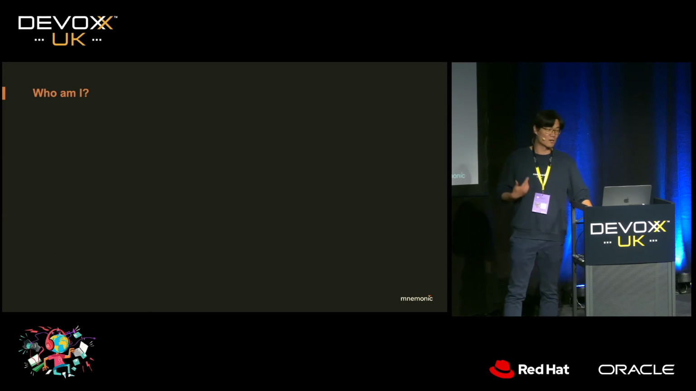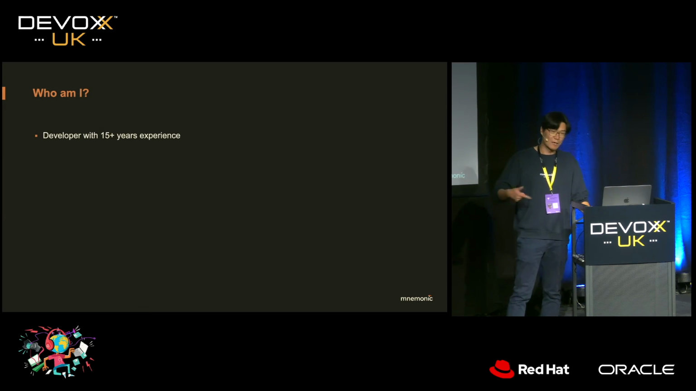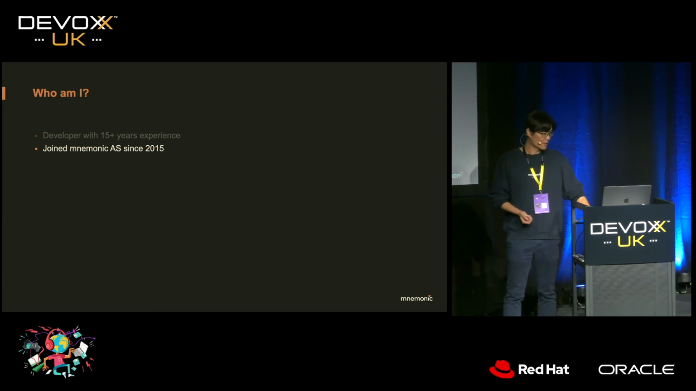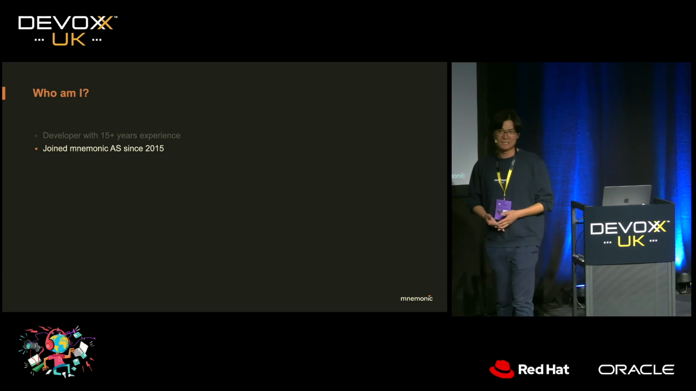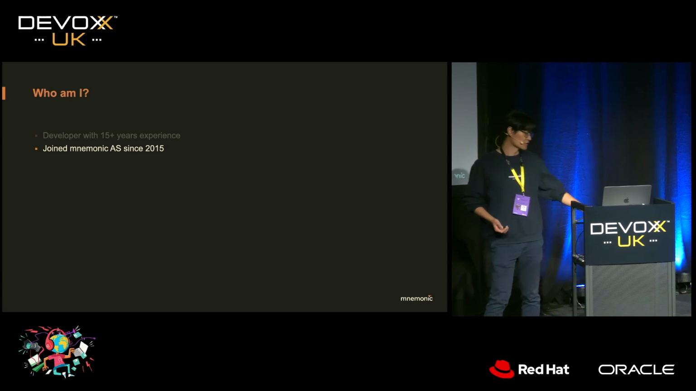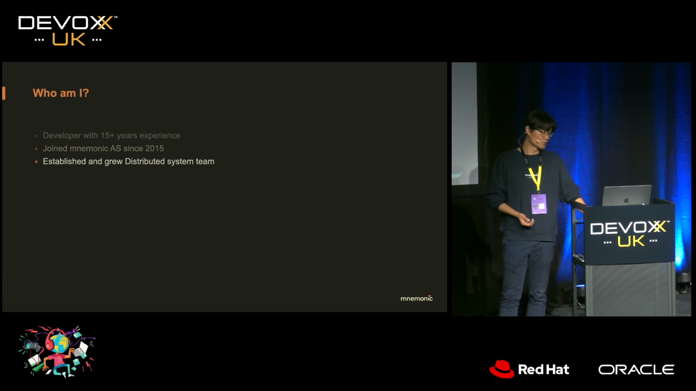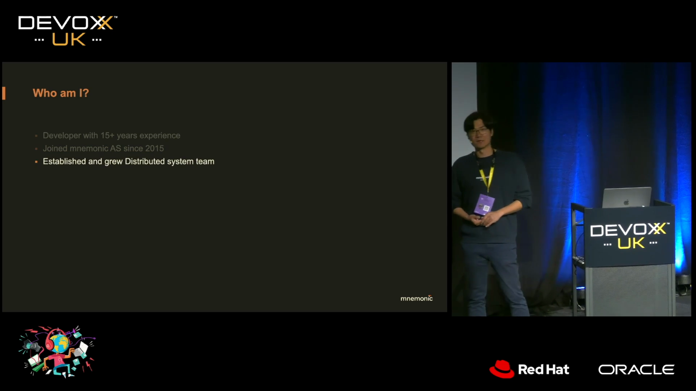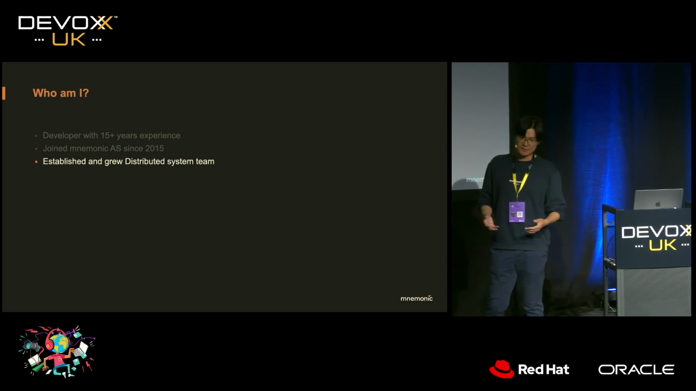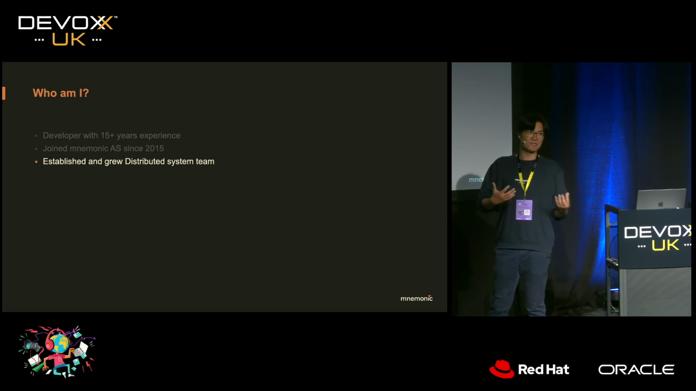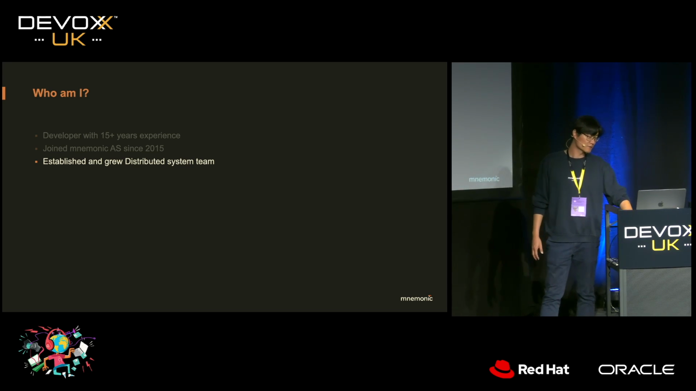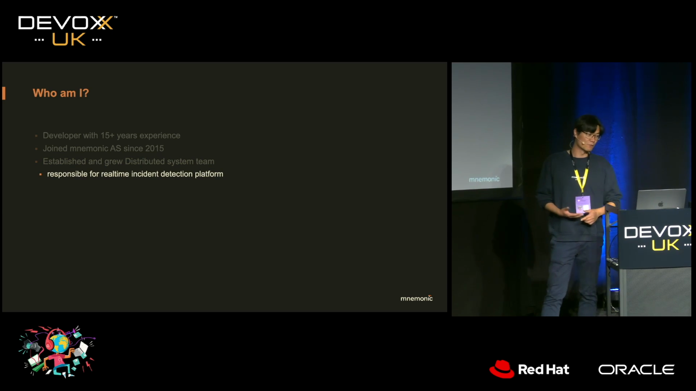A few words about who I am. I have been a developer for some years, and I joined this company called Mnemonic, which is a security company located in Oslo, Norway. In the last few years, I have been establishing and growing the development team focused on the distributed part. This distributed team is responsible for the real-time incident detection platform, which we're going to talk a little bit about in this presentation.